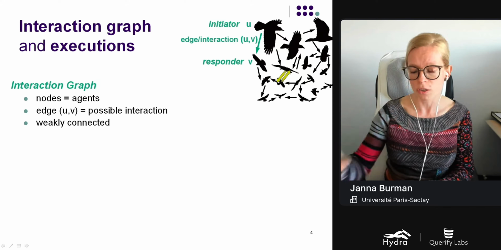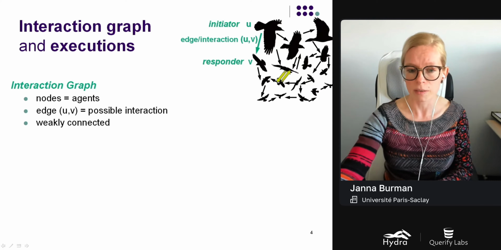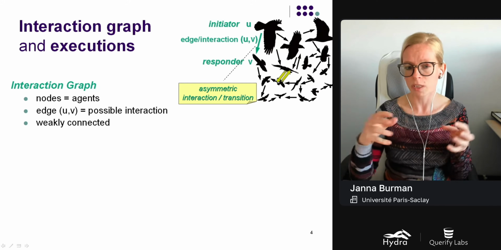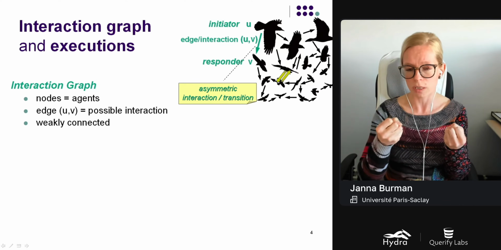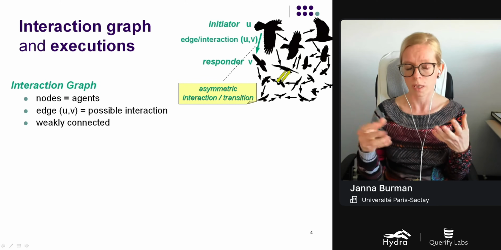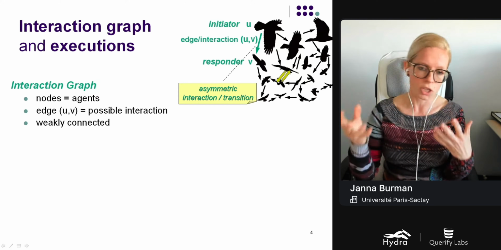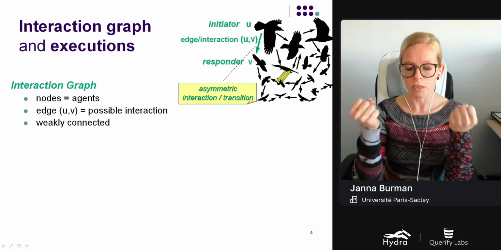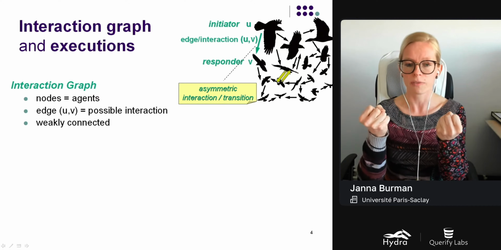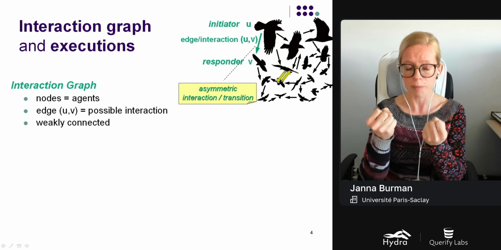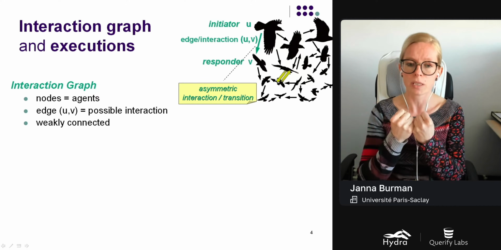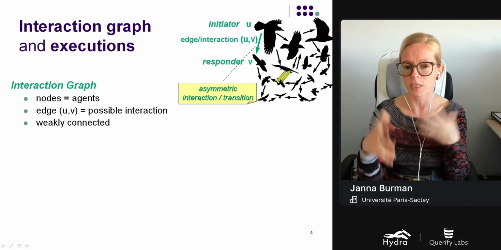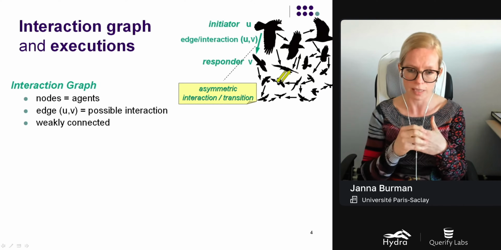So an edge can be directed, and this means that in the interaction and the corresponding transition between the two agents, they will be distinguishable. One will take the role of initiator and the other one the role of responder. That means that even if the two agents have the same state, they can be distinguished. Okay, this is an important point for designing algorithms. This simplifies things.